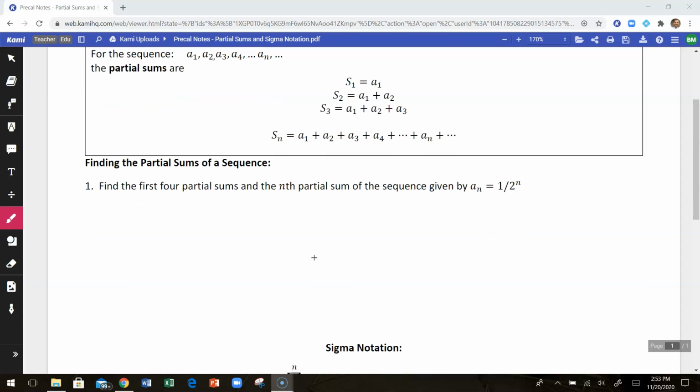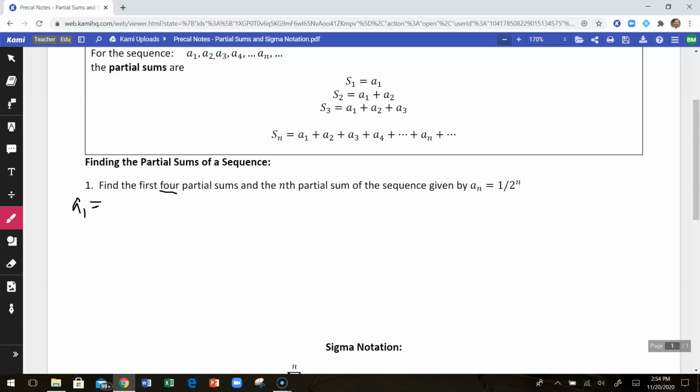So find the first four partial sums and the nth partial sum, so we're going to have to write a formula for it, of the sequence given by a sub n equals 1 over 2 to the power n. Okay, well, to find the partial sums, I need the first four terms, right? So if I want the first four partial sums, I'm going to need at least the first four terms. So let's go through and find that first.